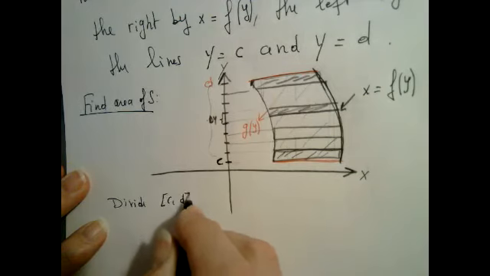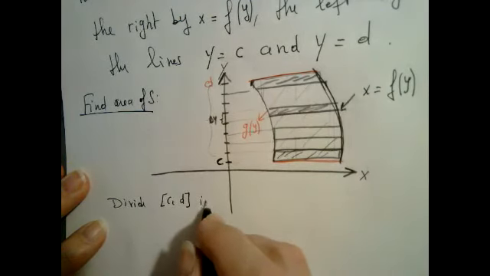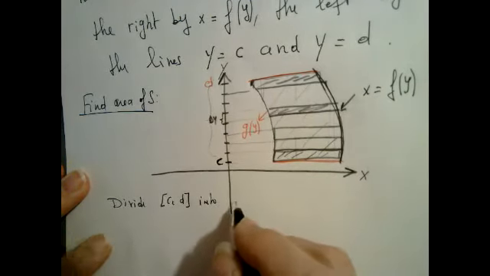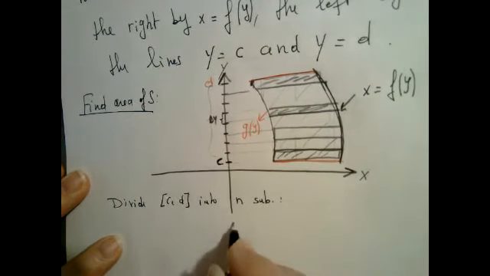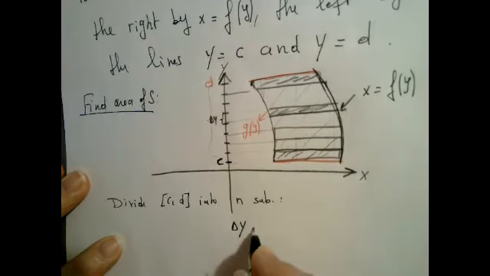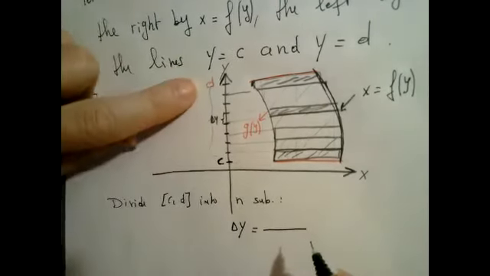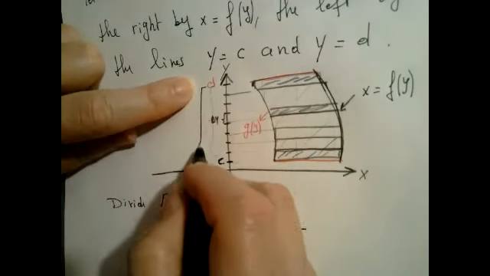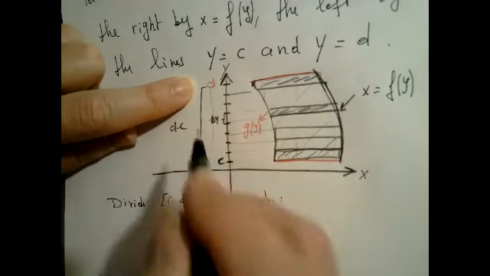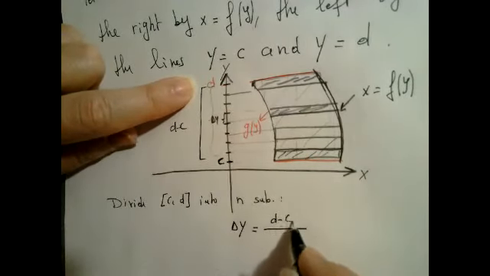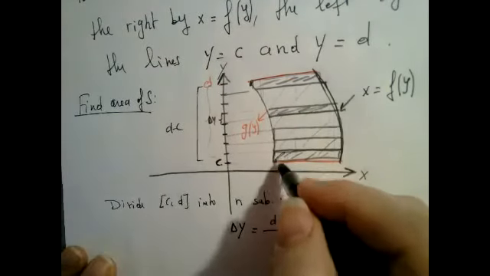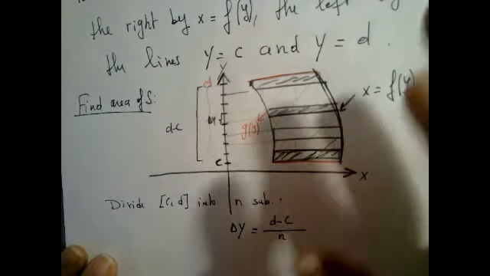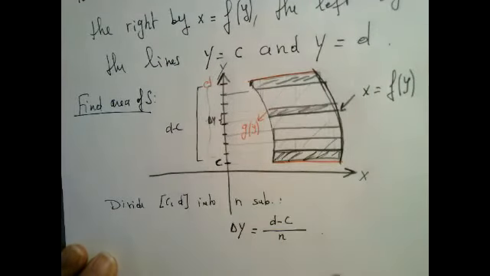Divide the interval CD into subintervals. We call delta y, not very carefully, it's not a delta x anymore, the length of each one. So delta y is going to be from here to here, it's d minus c over n. Right? And now I need to find the area of every rectangle and add them to each other.